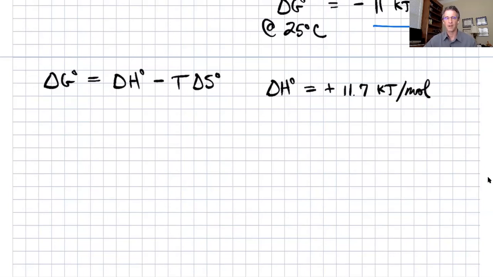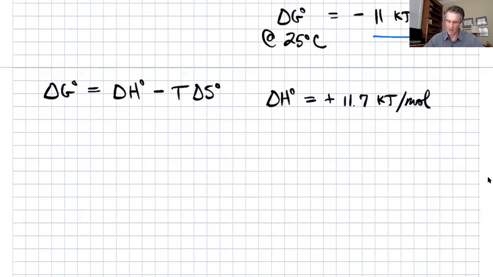Now look at that number and think about the Gibbs equation for a second. That should make you sit up and go, wait, what? Wait a minute. Remember, we just established that this transfer of a methane molecule out of water into an organic solvent is spontaneous. It's energetically favorable by minus 11 kilojoules per mole. Remember, a spontaneous process has to have a free energy change that's less than 0, and it does. But the enthalpy change for this process is not only large, it's large and positive.